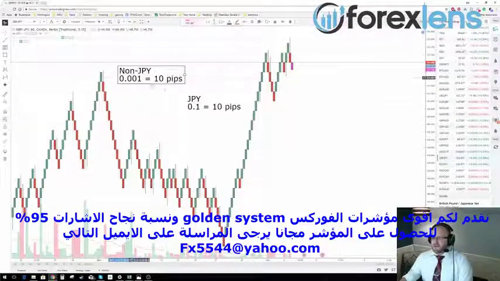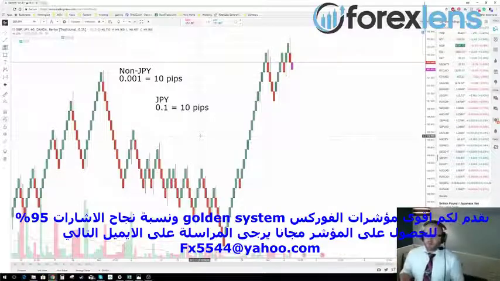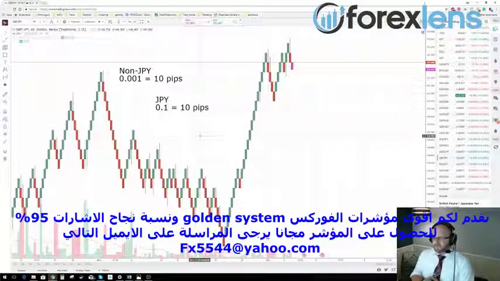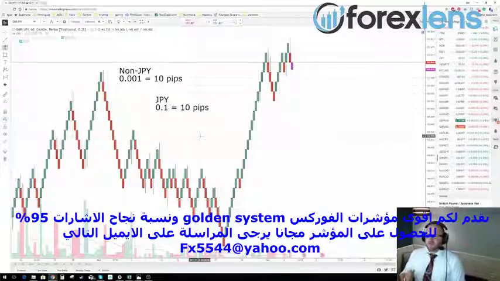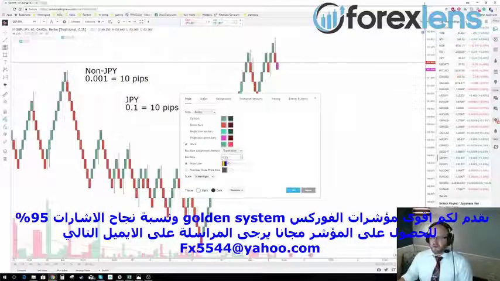I have on my screen here these two boxes with the letters. So a non-JPY pair, anything without the yen, is going to have 0.001 equals 10 pips. And for any yen pair, 0.1 is going to equal 10 pips. And that's the setting you would use in your Renko charts when you bring that up. If you want to show only 10 pips, you would put 0.1 in here for this pair.